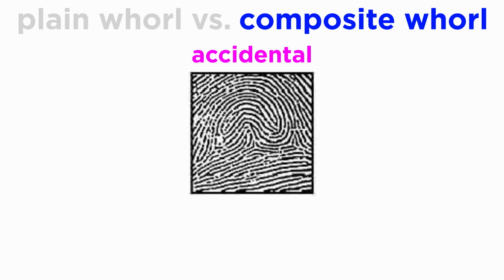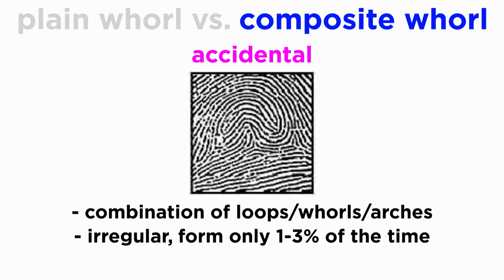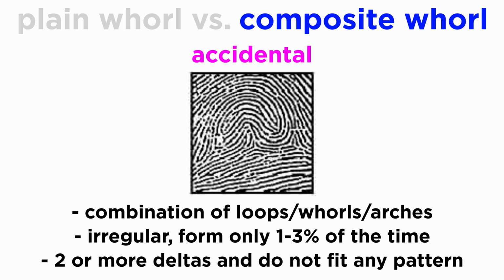The last type of composite whorl is the accidental type. Such impressions can be a combination of loops, whorls, or arches. They are irregular, and their formation is a result of pure chance, found in only 1 to 3% of all observed fingerprint patterns. The conditions for identifying an accidental pattern are: 1. The presence of at least two deltas, and 2. The inability to identify the pattern as any of the established patterns.